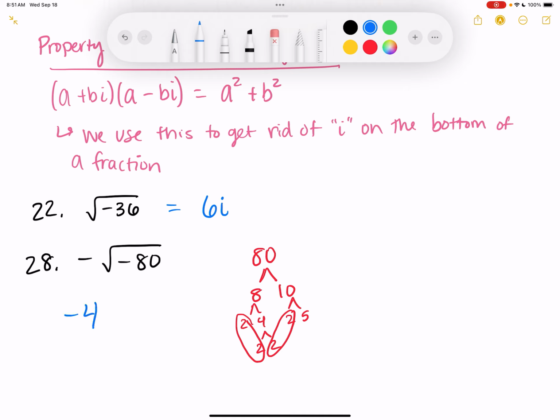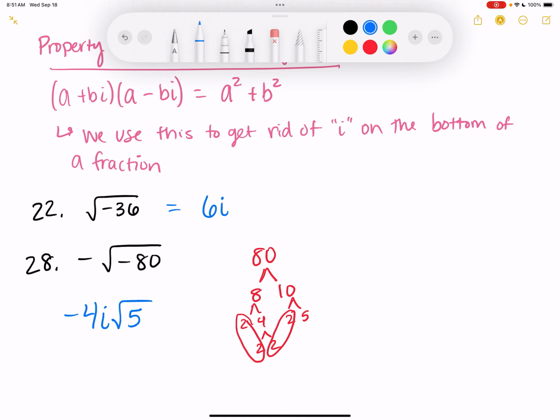What does that leave me with inside? Negative 5, but what if I want to get rid of the negative? What can I do? The i is going to come out. So it's going to be negative 4i times the square root of 5.